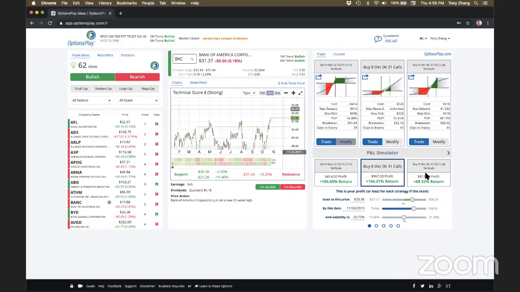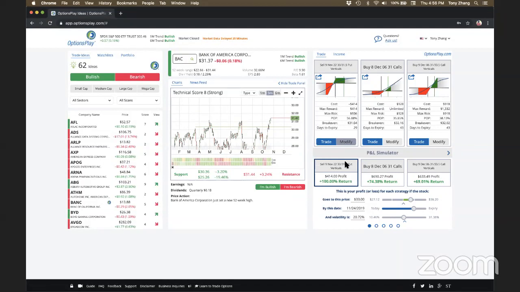Look at your outlook on the underlying stock. Do I think the stock's going to make a big move to the upside? Do I think the stock's going to move up to $33? If I do, then this tool helps me decide which strategy I should trade. Do I think I should trade the debit spread, because it'll make me a certain amount of money depending on how far I think the stock's going to move in a certain amount of time?